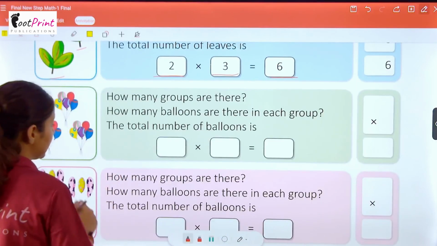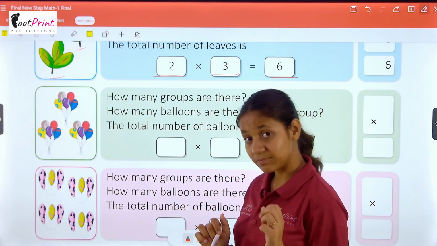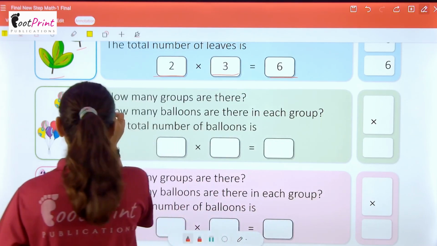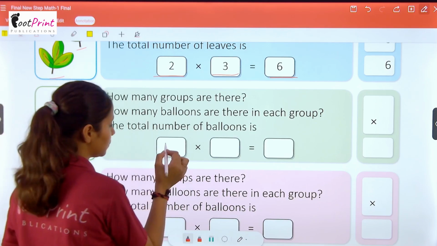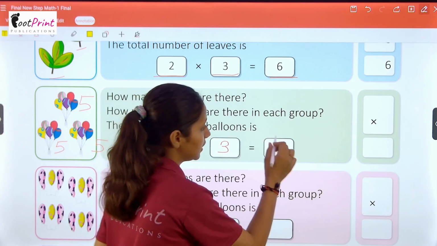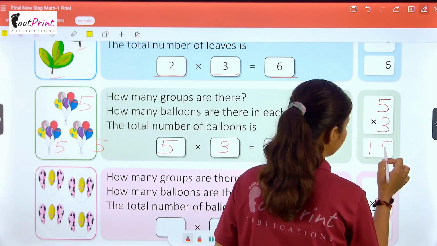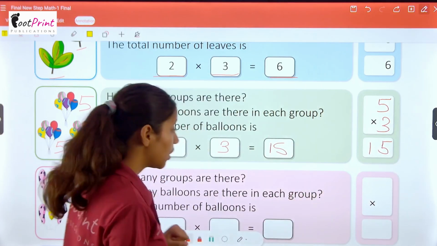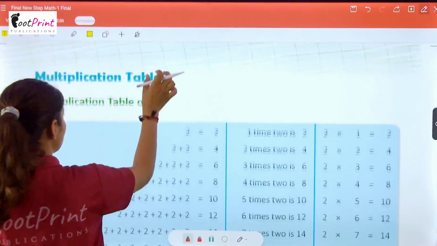Now as we can see here, there are 3 groups of balloons. Each group has 5 balloons. So instead of adding them individually, we can simply do 5 into 3, that is 15 as a product. Okay, so the rest of this exercise you have to do by yourself.